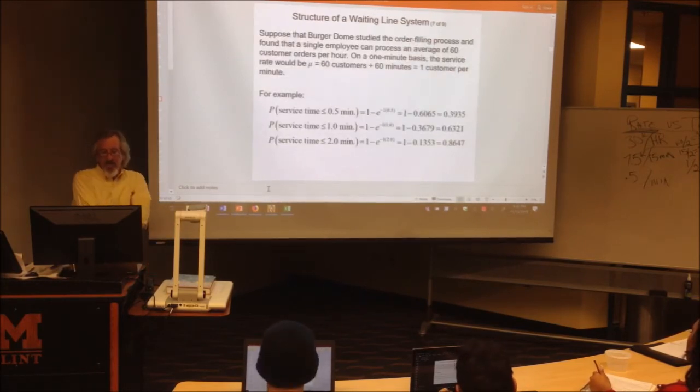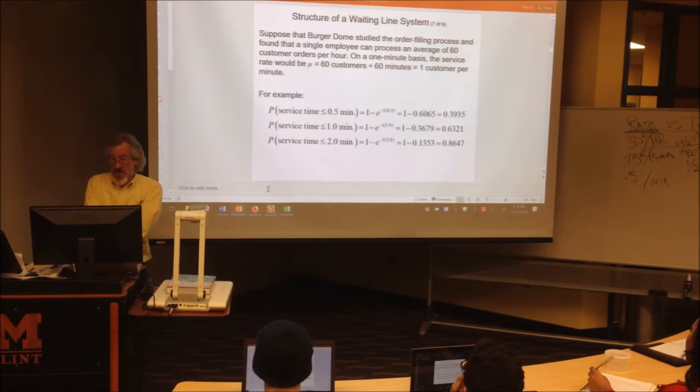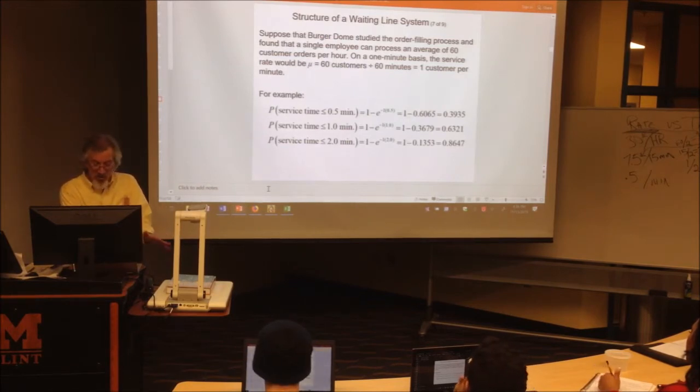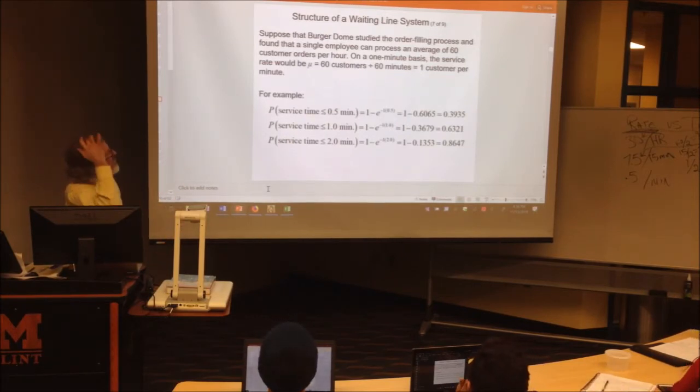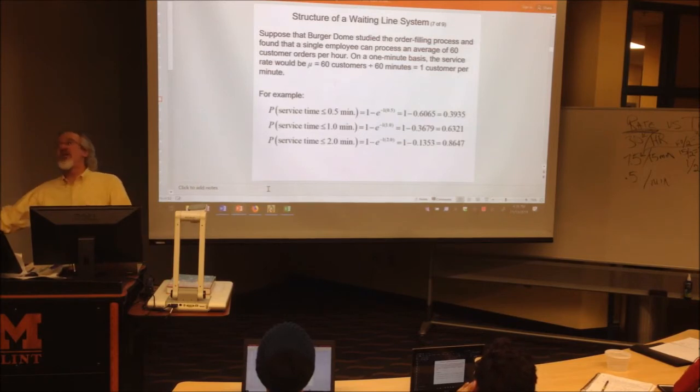Burger Dome did a study of the order fulfillment process, and they found that a single employee can process an average of 60 customers' orders per hour. Time or rate? Rate again. And it happens to be 60 per hour. But the question coming is going to be per minute. So you've got to take 60 divided by 60 minutes. That's 1 customer per minute on average.